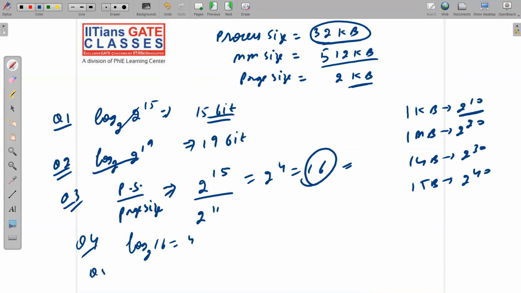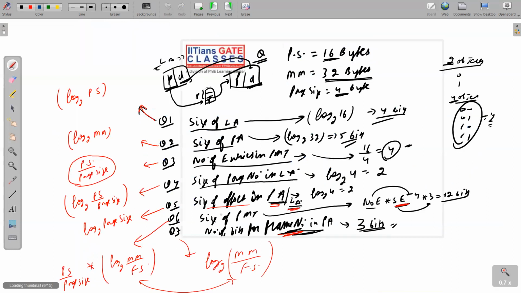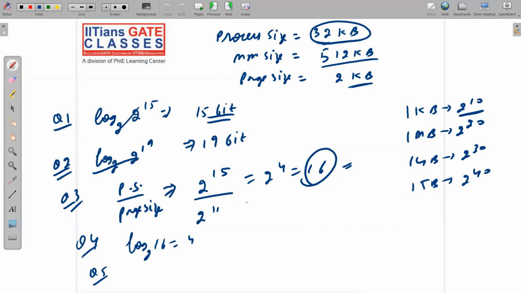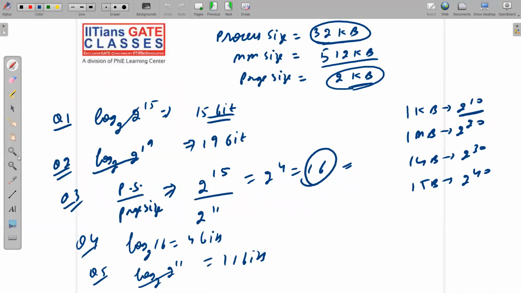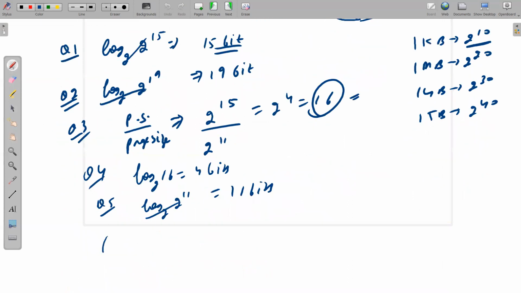Okay. Question number 5. Size of offset in PA or LA. That will be nothing but log base 2 of page size. So log base 2 of 2 power 11 will cancel, giving 11 bits. Next, size of page map table. Size of page map table is number of entries multiplied by size of each entry. How many entries will be there? Number of pages. So number of pages are 16. So 16 entries. Size of each entry, log base 2.